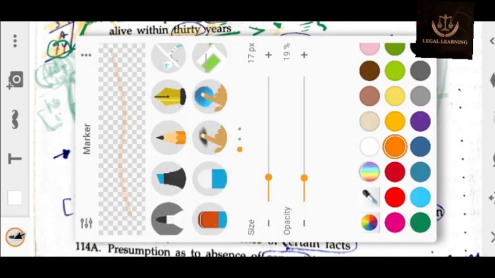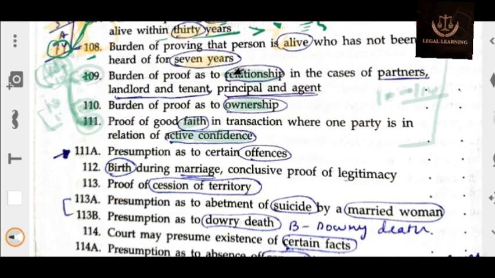I'm showing you. First one says: burden of proof as to relationship in cases of partners. Partners, we have the Indian Partnership Act. We know what partners are. It is a relationship, kind of an agency. When the partners share both profit as well as losses in a partnership, then it is a kind of relation, right? Partners are there, and collectively they are called a firm. Burden of proof as to relationship. In this case, we are proving relationship, and the relationships are of what kinds? One is partnership, another is landlord and tenant. Landlord and tenant are related because if there's a landlord, there's a tenant, and another is principal and agent, right? So that's why it is relevant.